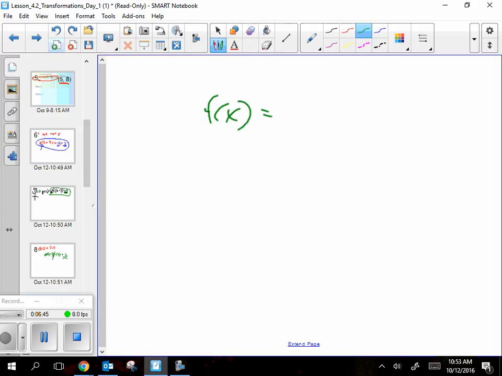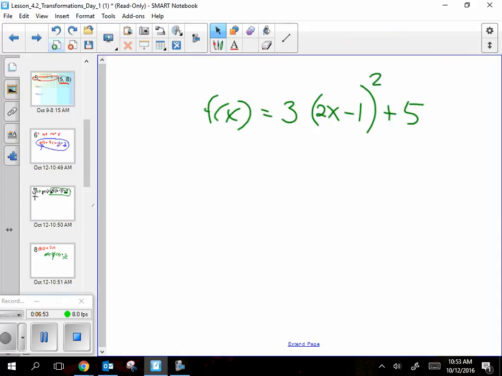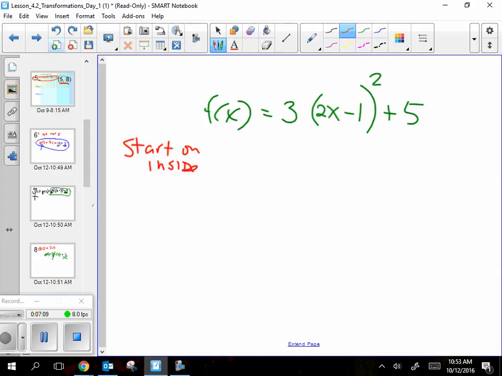So everybody write this one out. f of x is equal to 3 times (2x minus 1) plus 5. That is a parent parabola that's been changed in a lot of ways. The order that you do it in is critical. And I'm going to teach you how to do it where you always start on the inside. The first thing you would do then is you go to the inside.